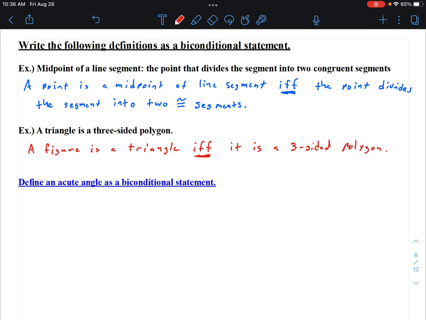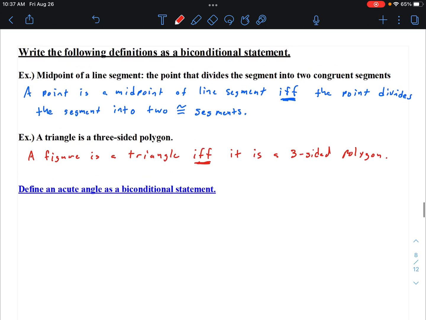And it works both ways. And again, if a figure's a triangle, then it's a three-sided polygon, but it also works in reverse. Converse. If the figure's a three-sided polygon, then it's a triangle. And you can see how it goes forward and reverse. Definitions work really well forward and reverse, your conditional and your converse.